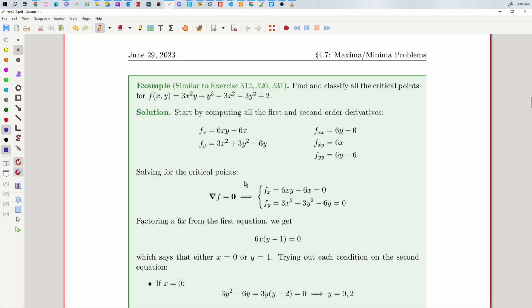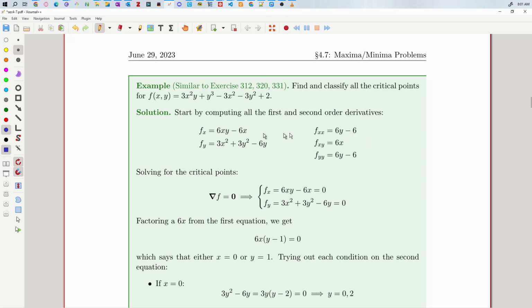Well, to find the critical points, we solve for when the gradient is equal to 0, which means that we need the first order derivatives. And then in order to test them, we're going to need the second order derivatives. So we may as well compute the first order derivatives and second order derivatives all to start with. So let's see. I'll talk through it. The x derivative is going to give me 6xy minus 6x. And then the y derivative is going to give me 3x squared plus 3y squared minus 6y.